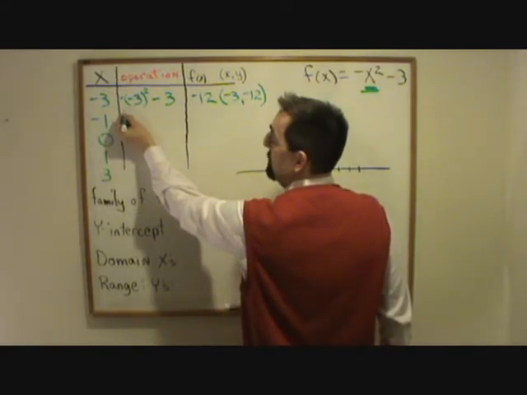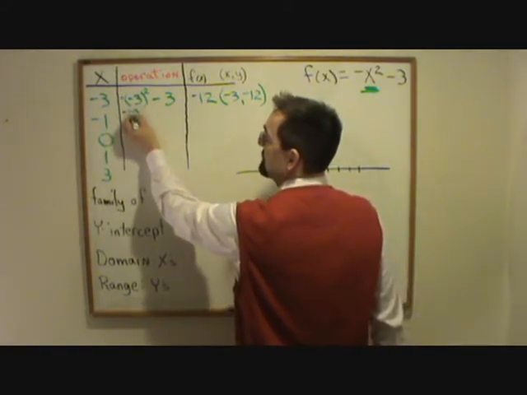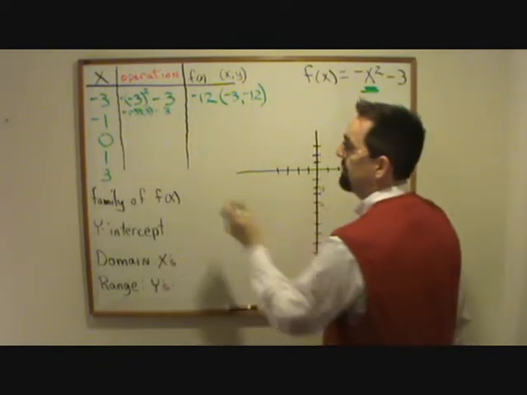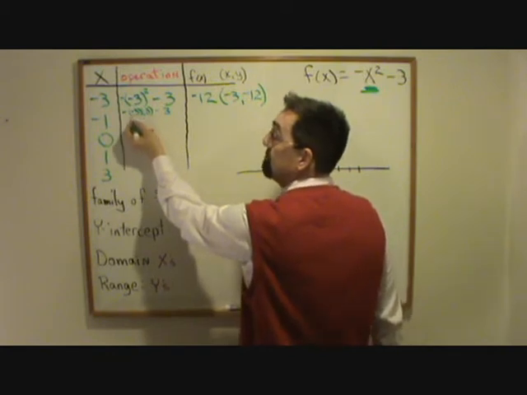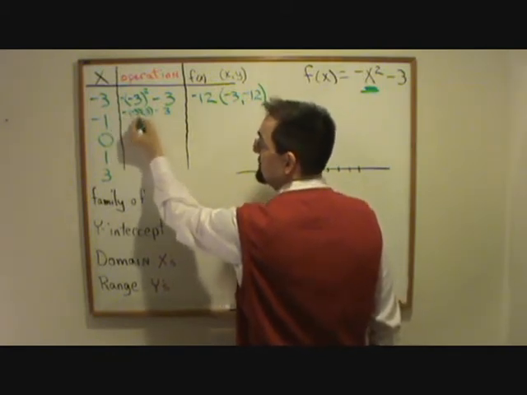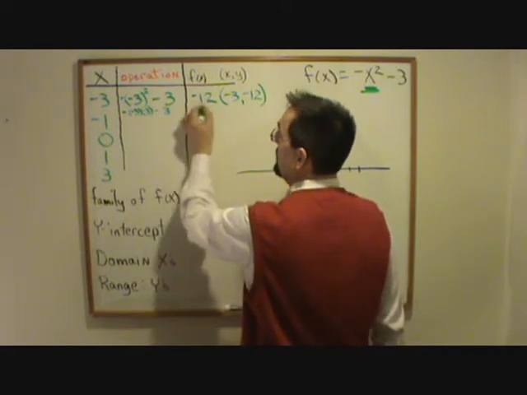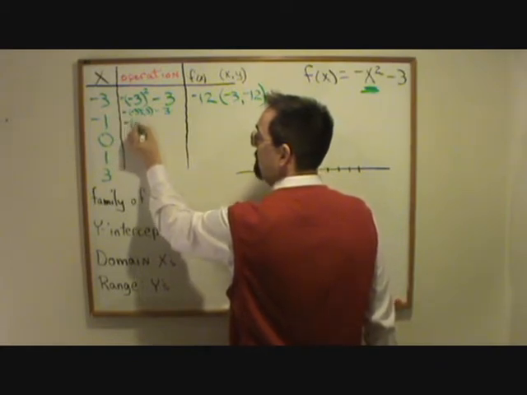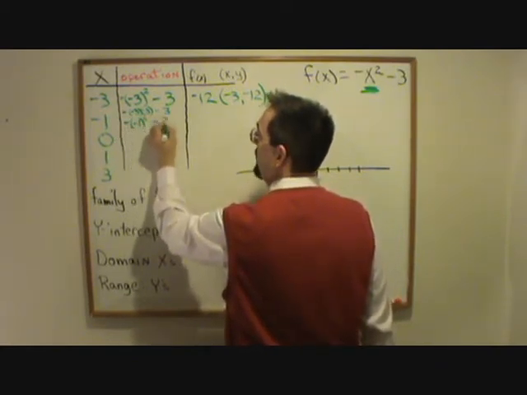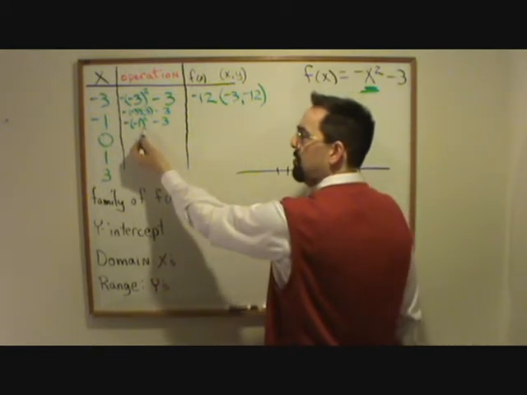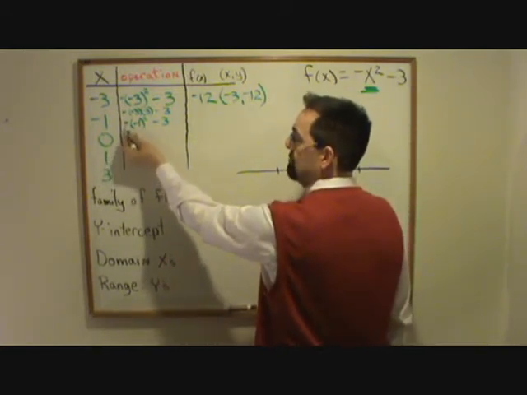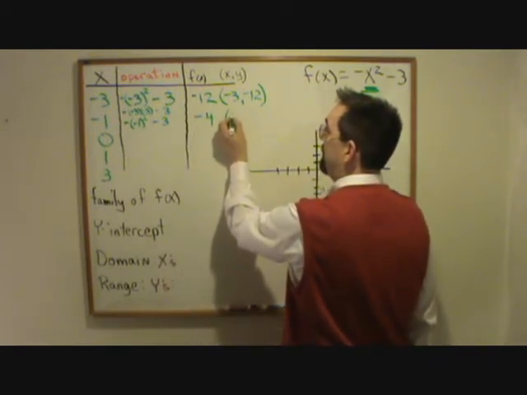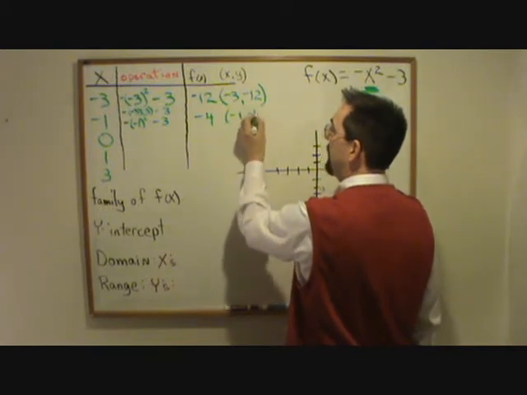Let's do that one more time. Minus a -3 times a -3 minus 3. Yep. -3 times -3 is +9, so -9, because there's still a minus, -3 equals the -12. Yep. Let's try the next one. Minus a -1 squared minus 3. -1 times -1 is a 1. There's still a minus, so -1 minus 3 gives us -4. So we're going to have -1, -4.